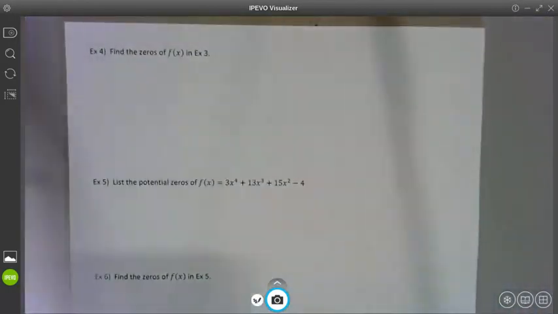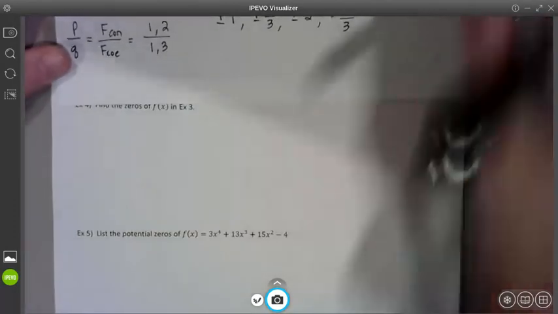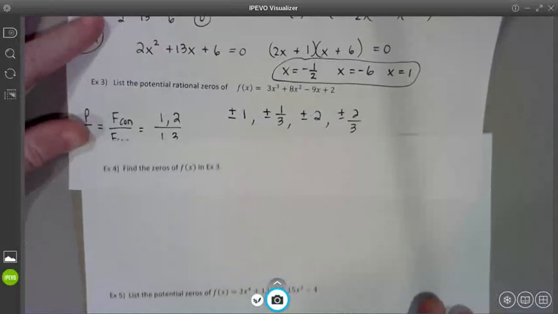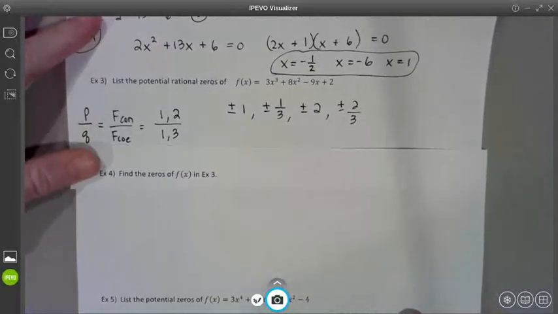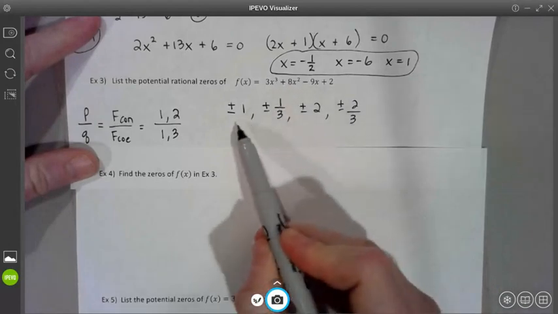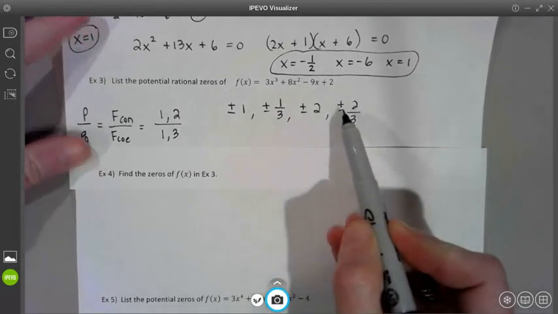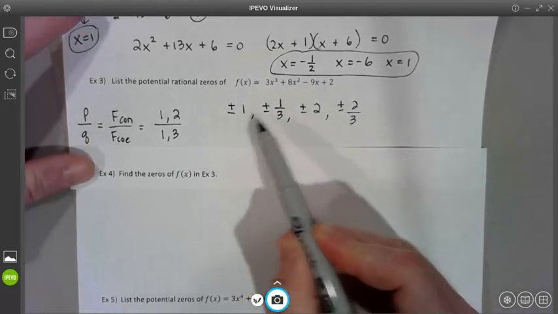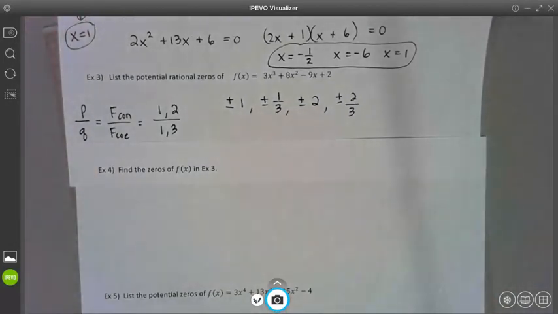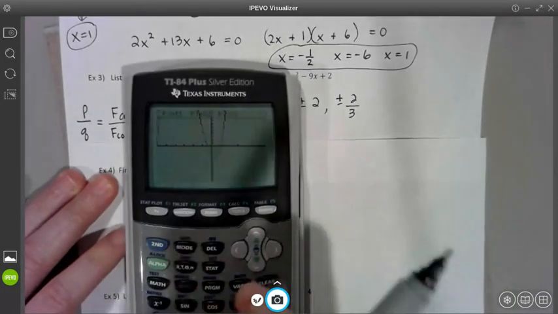Let's go to example 4. Example 4 says find the zeros of f of x in example 3. So now we're going to try to find its zeros using the potential ones that we found. Again, this was the annoying part where you kind of had to just start picking a number and going for it. We're going to use the graphing calculator to get a better idea as to which one to go with. All right, so let me just go back to y equals.